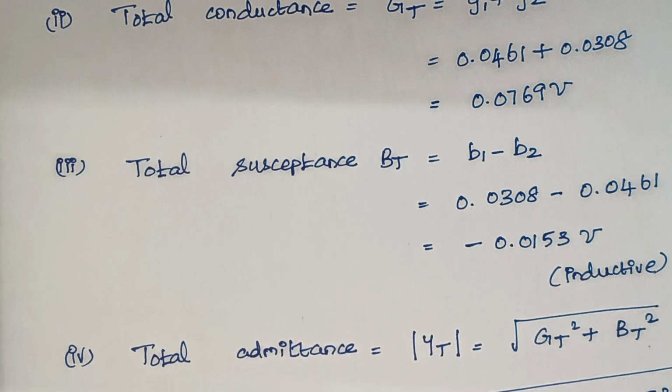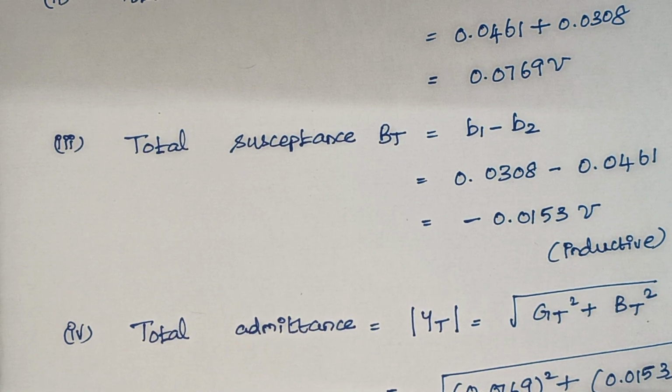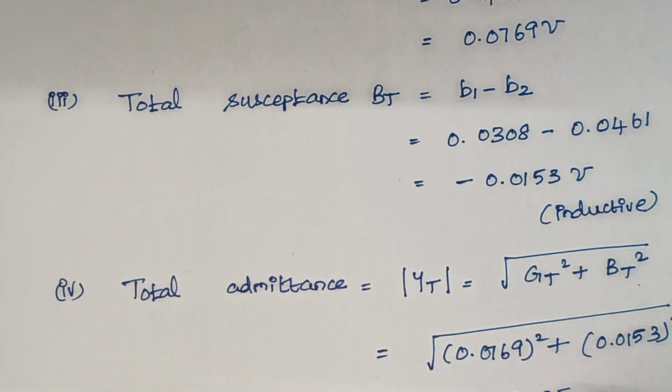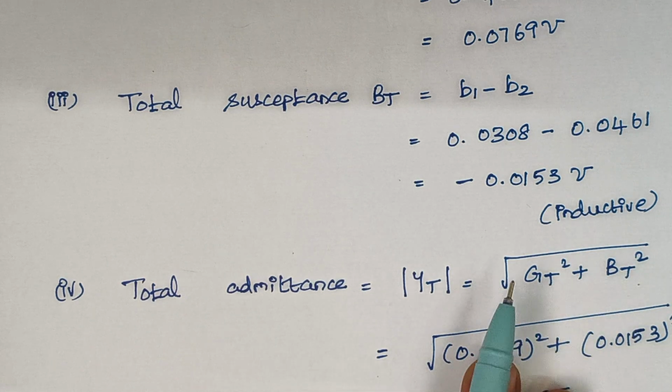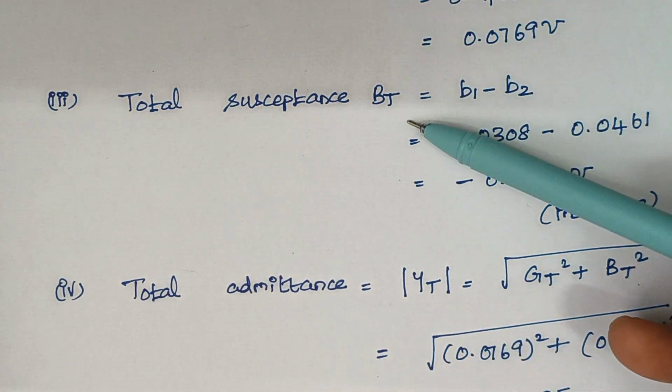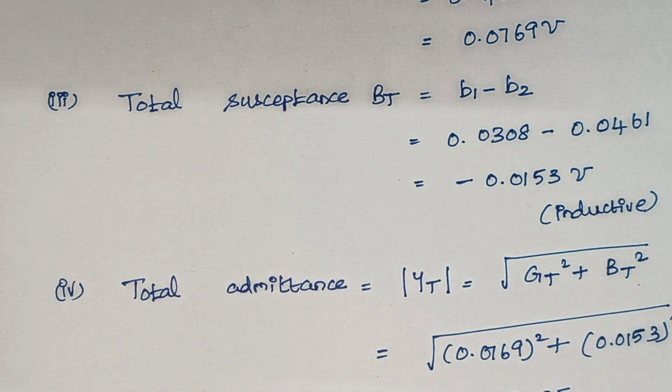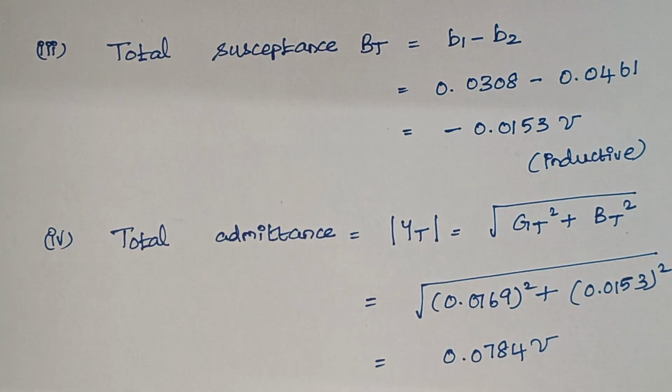And the next thing is admittance. So how to calculate admittance? Again it is given by the formula, square root of G square plus B square. Here we have already calculated G and B. So just substitute the values, and total admittance is 0.0784 mho. And the next thing is we are asked to calculate the total current.